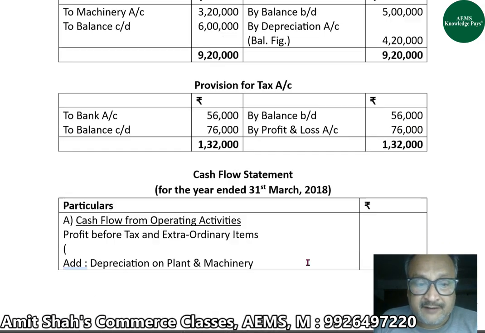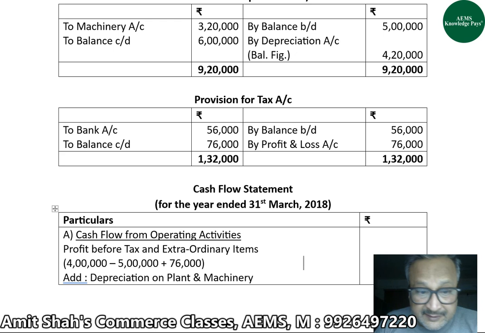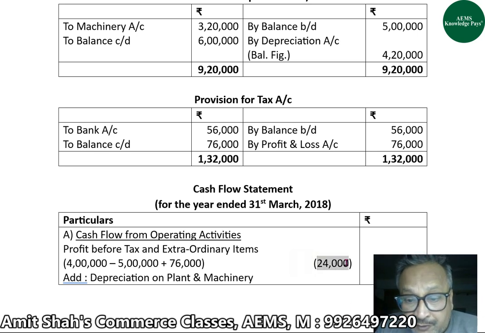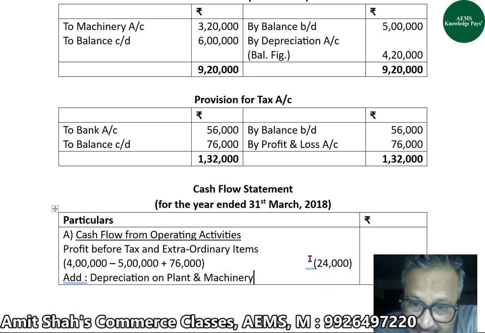So 4 lakhs minus 5 lakhs plus 76,000. This is the amount of profit before tax, and this is coming in negative 24,000. So during the year, there had been a loss before tax. Not actually profit before tax, but we show here profit before tax only, and the amount of loss we present here with brackets, with parenthesis. It means it's a negative amount.